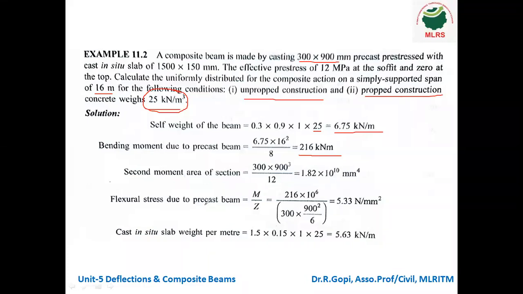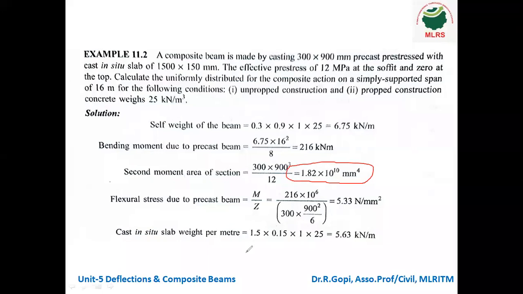Next, flexural stress due to the precast beam, that is the stress due to the self weight of the beam. It is M by Z. Here you can see M, and this is your Z value. BD square by 6. Actually, this is the I value, not the Z value. Z value for a rectangular section is BD square by 6. So B is 300, D is 900 square, divided by 6. So the stress due to self weight is 5.33 Newton per mm square.